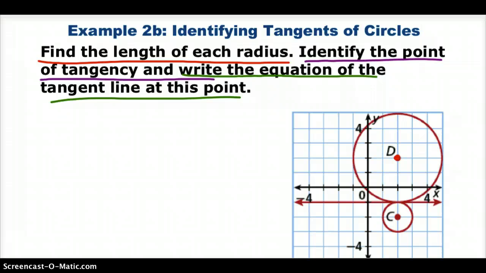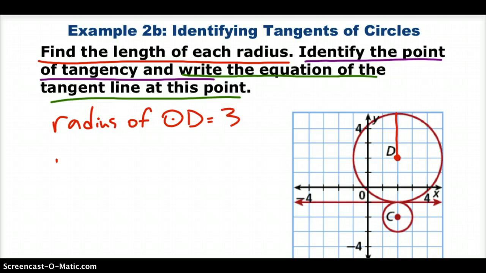Circle D looks like it's 1, 2, 3. So the radius of circle D equals 3. And the radius of circle C looks like it's just 1. Pretty easy there. Identifying the point of tangency, it's that one point that these two circles have in common. It looks like it's the point 2, -1.